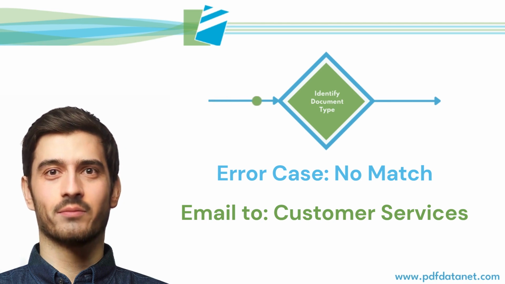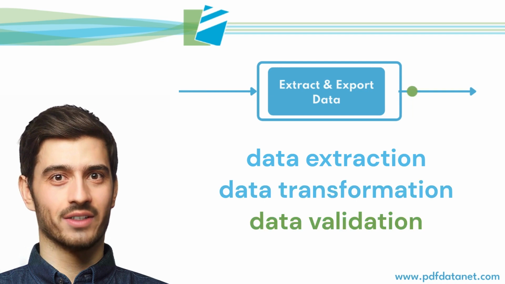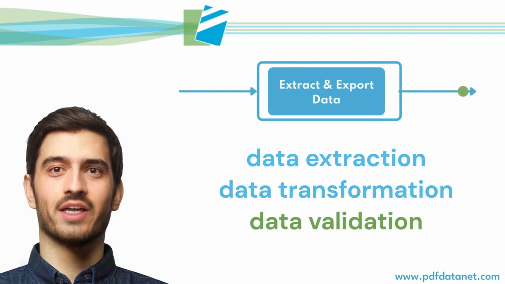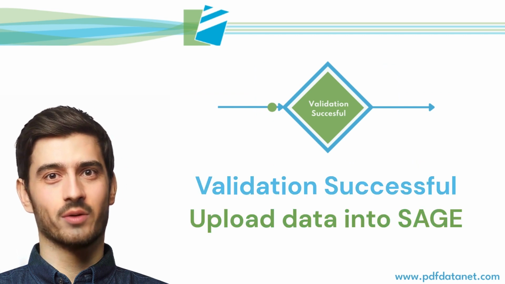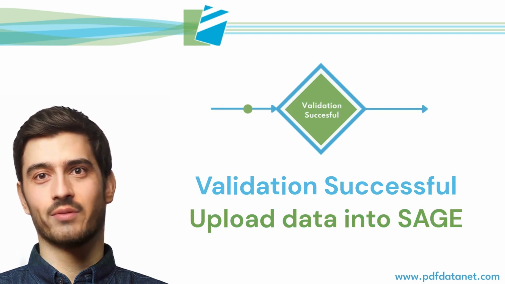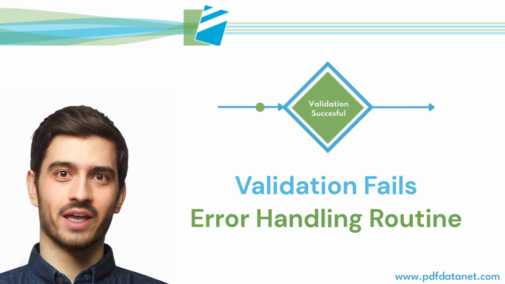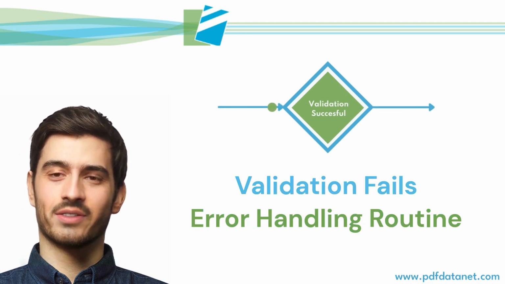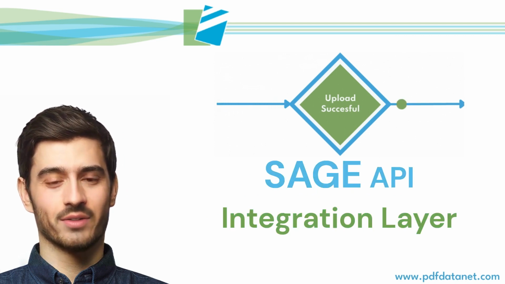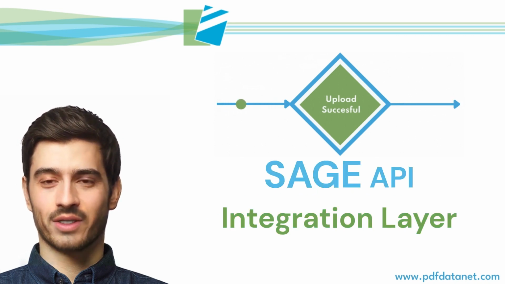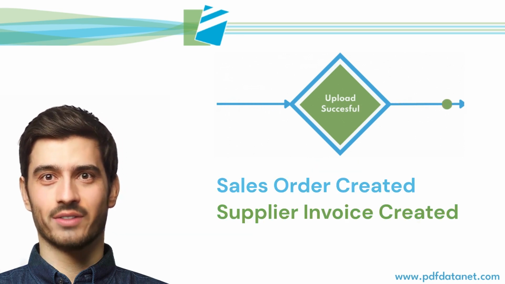The required data is now extracted, transformed, and validated. If the data validation step is successful, the order or invoice is passed for uploading into Sage. Any failure of the user-defined business rules will route the document into the error handling process. The Sage API, or an integration layer, uses the data to create the new transaction. The integration process will confirm that the order or invoice has been created.